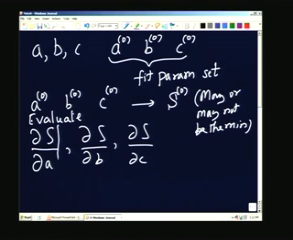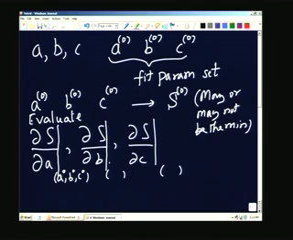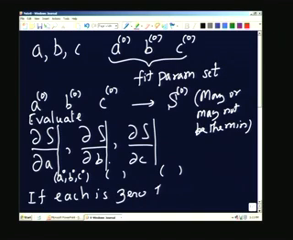So, I will just put a bar here and say at A naught, B naught, C naught, and similarly here. So, I am evaluating the derivatives with respect to A, with respect to B, and with respect to C. If each is 0 independently, then it is a minimum. That means I have to verify at each stage what is the value of the partial derivatives.